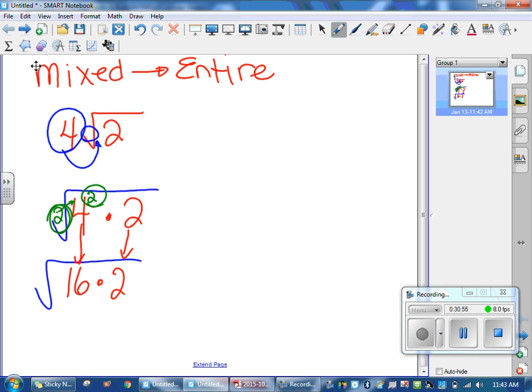Now, remember, if I've got a dangling negative, that negative is going to stay out front because it's an even index. Okay? 2, 4, 6, 8. Because it's an even index, that negative sign stays outside.